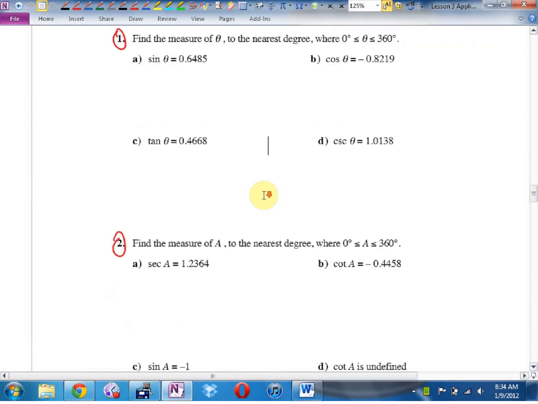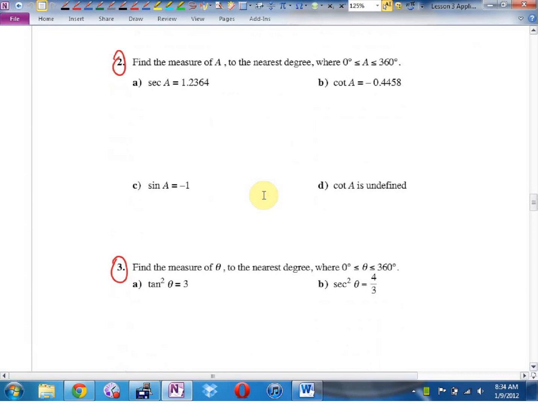Homework from last day, 2C. Okay, so were you here last day? Okay. This says the sine of A equals what? A little alarm bell should go up. I said our CAST rule, reference angle, two-quadrant approach doesn't work when I have something that equals plus or minus 1 or 0 or undefined.